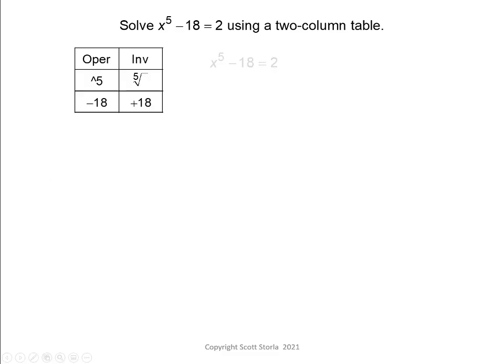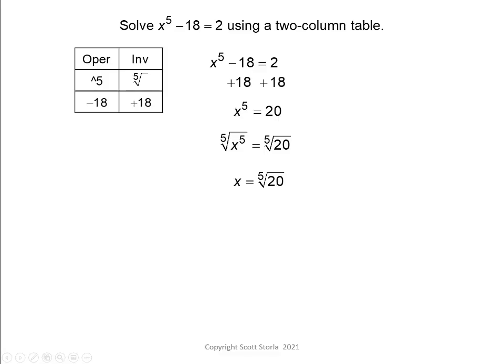I'll start with the original. I'll start at the bottom of the right column. I'll add 18 to both sides and simplify. I'll take the fifth root of both sides and simplify. I can't simplify this any further because 20 is 2, 2, and 5. And the only way to get out of a fifth root is I would need 5 factors that are the same. And I've only got 2 that are the same here.